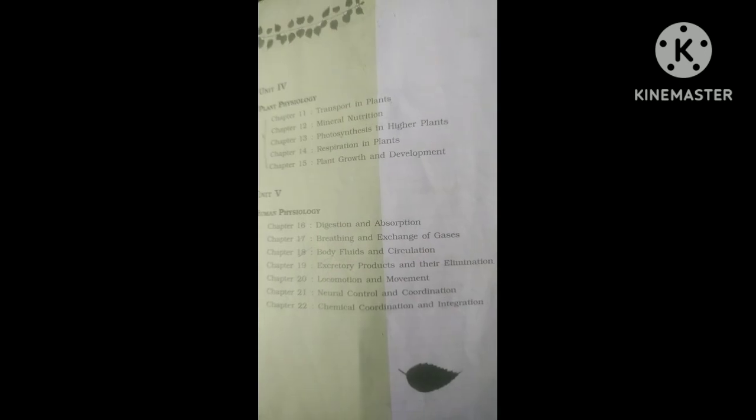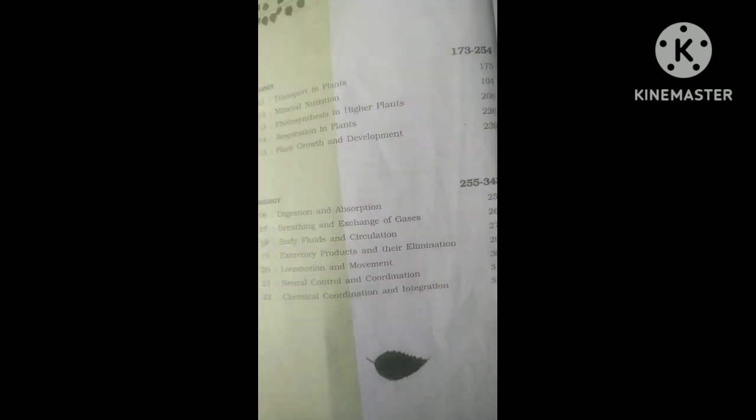growth and development. Next, unit 5, it is the digestion and absorption. 17th, breathing and exchange of gases, body fluids and circulations, excretory products and their elimination, locomotion and movement. In the 21st chapter, it is the neural control and coordination. 22nd chapter, it was chemical coordination. It's the first PU syllabus of biology.